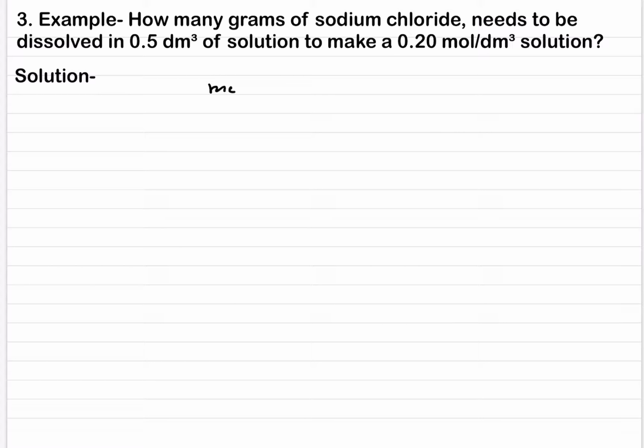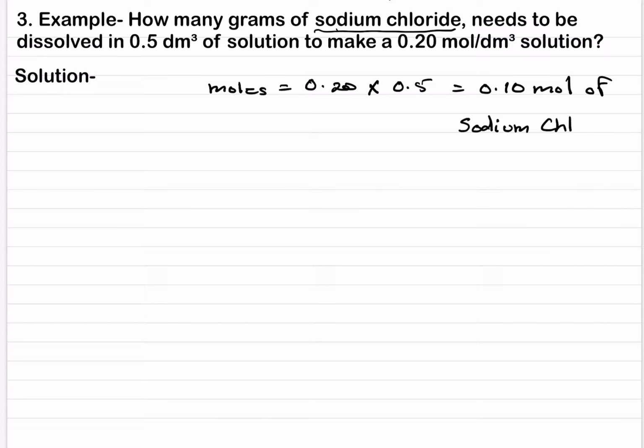So mole equals, what is it? 0.20, so we have the concentration, into the volume. Volume is how much? 0.5. Here we don't have to convert the units, already in decimeter cube. So this will be equal to 0.10 mole of, what are we finding out? Mole of sodium chloride. So let's write it down. Mole of sodium chloride. Now we got the mole of salt.